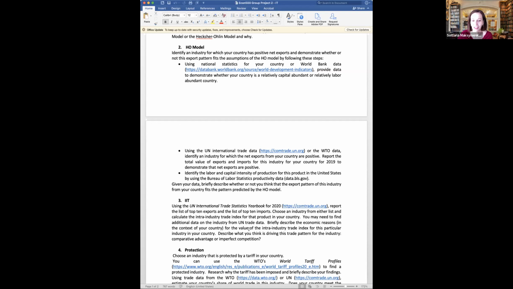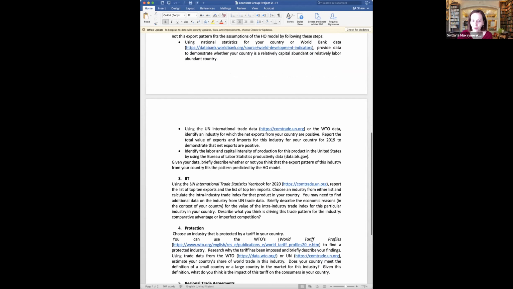They also are asked to look at the intra-industry trade index, the concept that we cover as part of this course, for a particular country, and then describe their opinion whether the trade of this country is based on principles of comparative advantage or imperfect competition and is driven by some other reasons beyond comparative advantage.